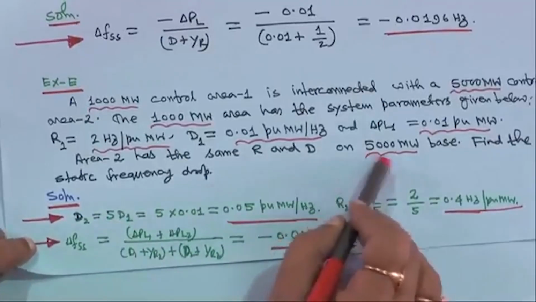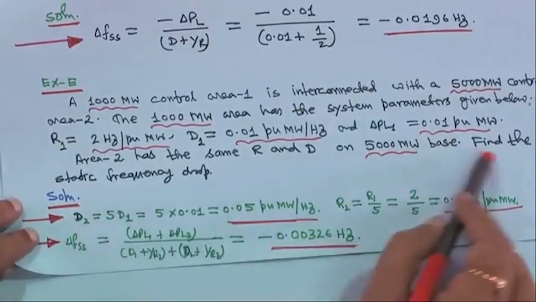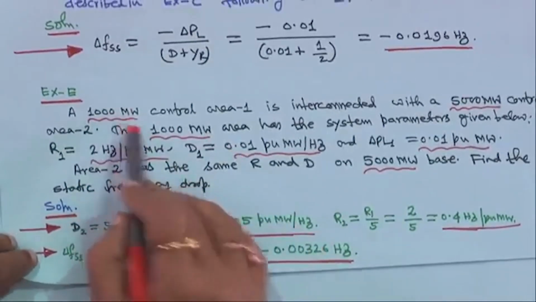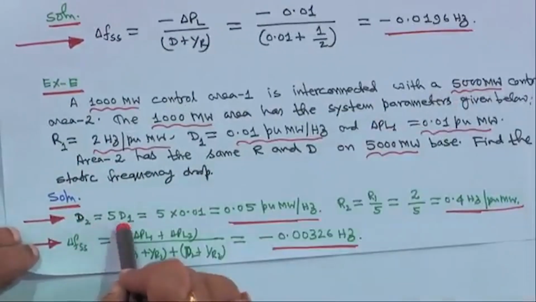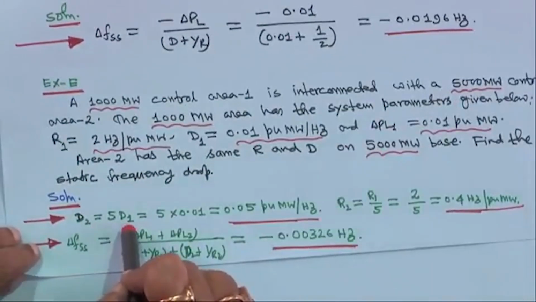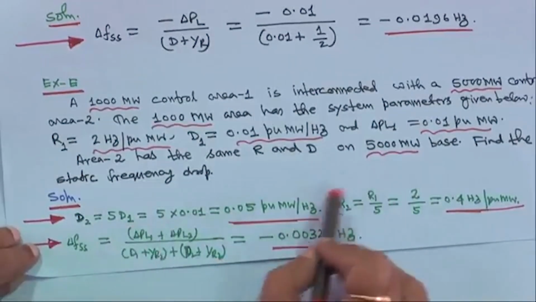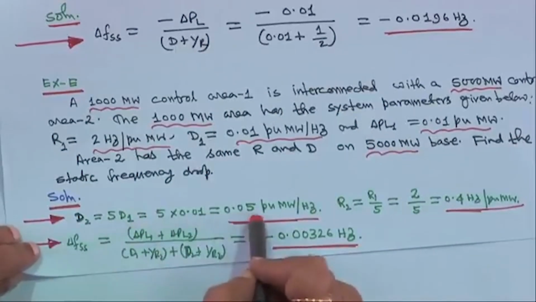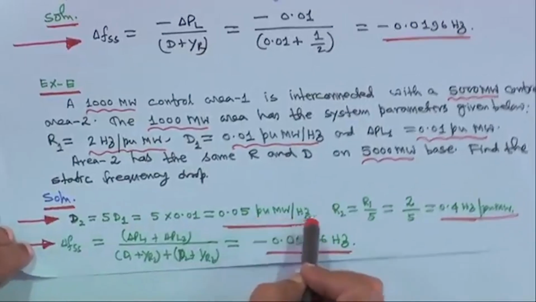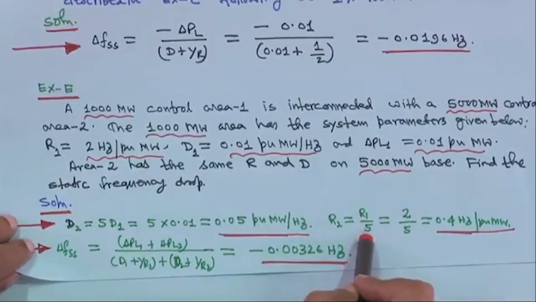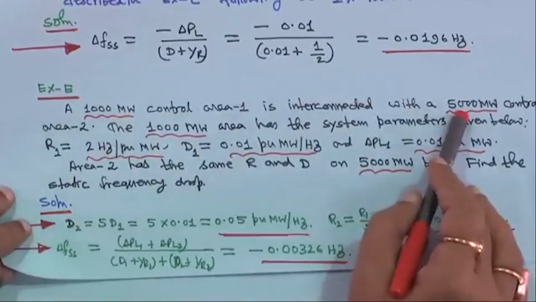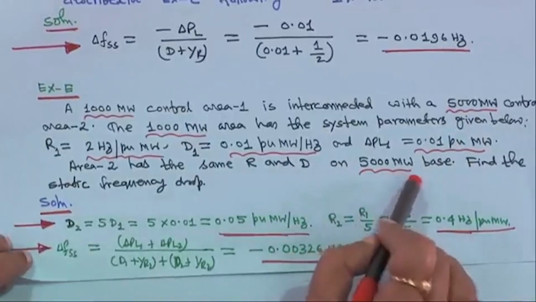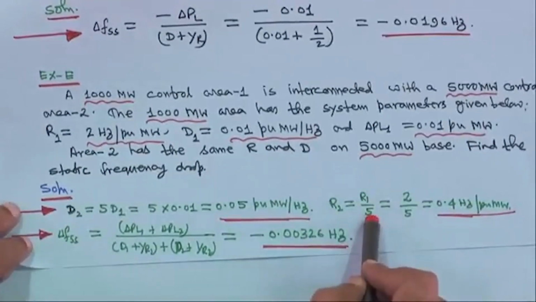Now as it is a 5000 megawatt base, look, whatever was given was on a 1000 megawatt base for area 1, and area 2 is 5000. So D2 should be equal to 5 into D1, just straightforward, because it is 5 times more, right? So 5 into D1 is 0.01, so 0.05 per unit megawatt per Hertz, right? And R2 will be R1 by 5, because area 1 is 1000 megawatt and area 2 is 5000 megawatt, and area 2 has the same R and D on a 5000 megawatt base.